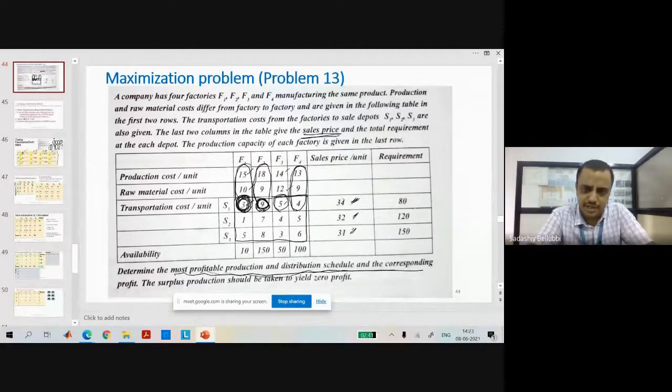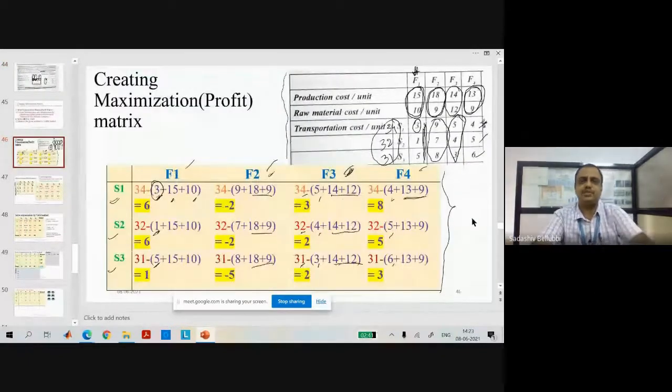We need to subtract all the costs from this sales price. So for sale depot 1, for the first cell, it is 34 minus of 3 plus 15 plus 10. 10 should be subtracted from 34. Likewise, we need to write the profit matrix. So here you can easily identify. How are we supposed to find the profit for the first cell? 34 minus of 3 plus 15 plus 10.